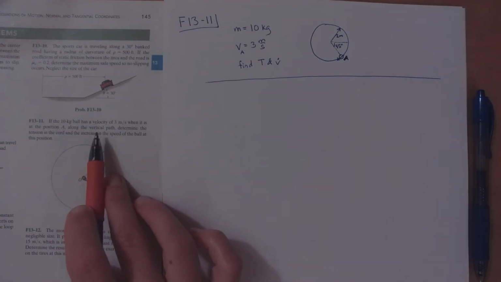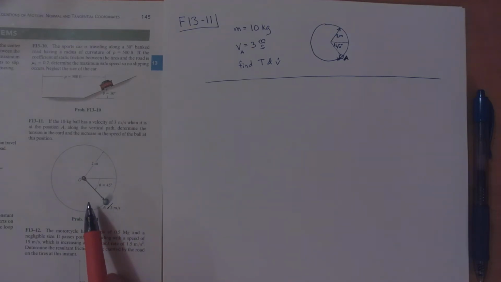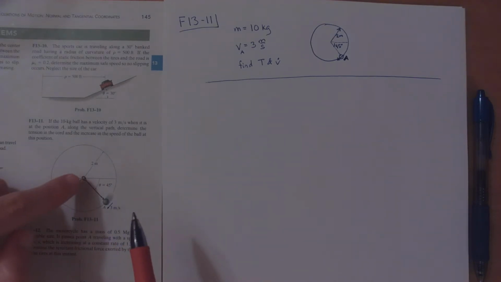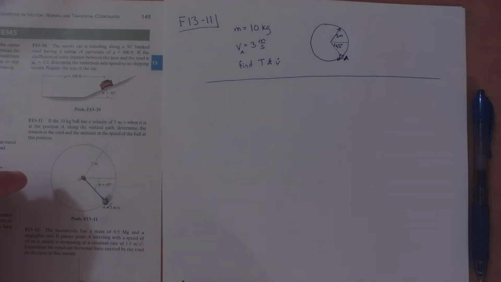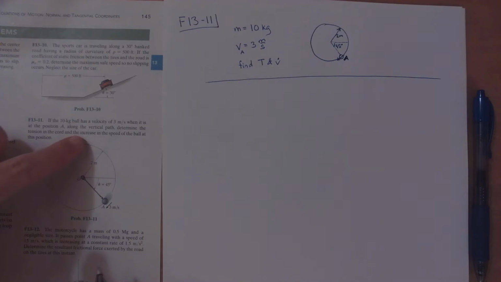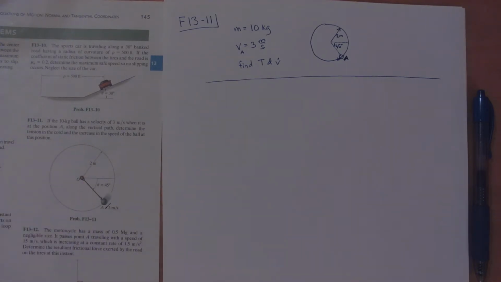And they say it's a vertical path because if you just look at this picture, it could be that the ball is spinning in the horizontal plane. You can't tell from looking at the picture, so they tell you it's a vertical path, so you know it's spinning in the vertical plane, and this point is higher than this point on the circle.